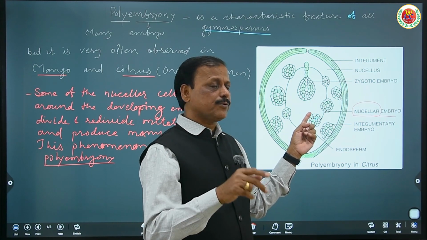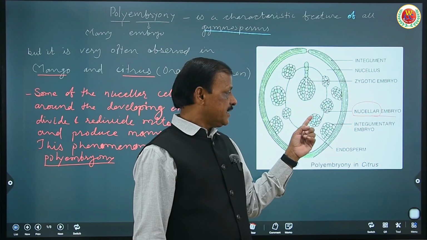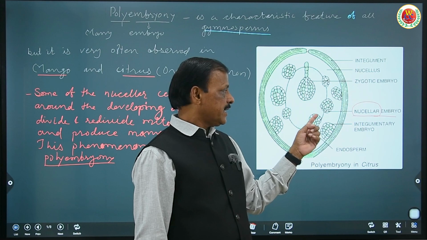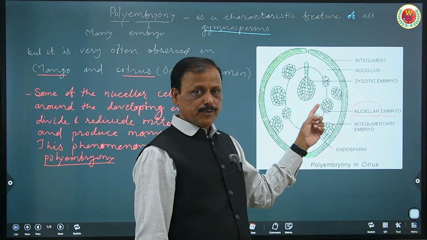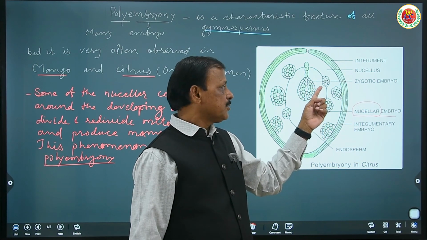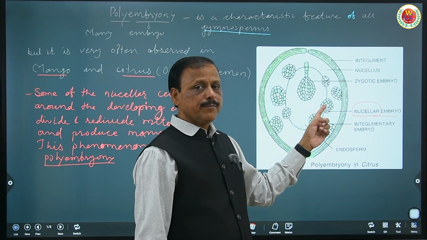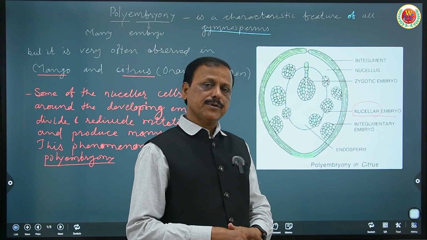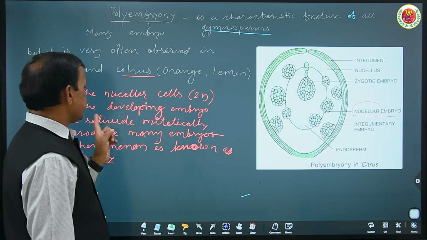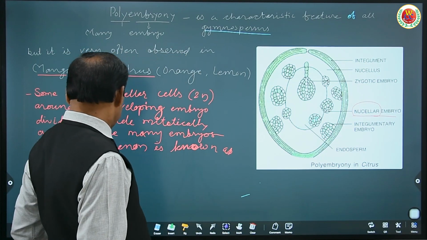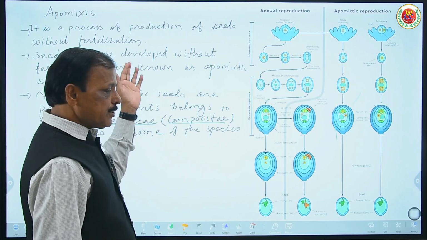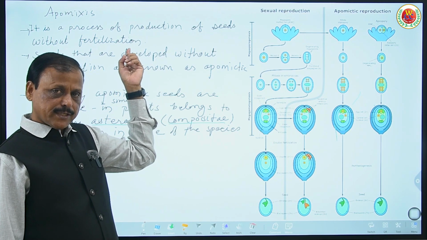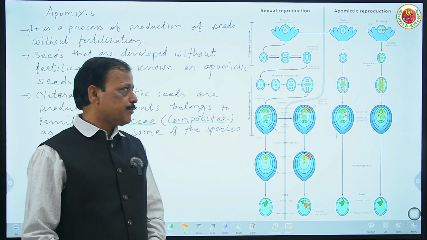Definitely they have both sets of chromosomes of the same plant. Therefore, they are assured to have all the characteristics belonging to that same plant, and this is the major difference between these two embryos. But we are here to understand what is polyembryony. Therefore, more than one embryo developed from nucellar cells is polyembryony, and it is observed in mango and citrus family plants. What is apomixis? The development of seed without fertilization is called apomixis, and the phenomenon is known as apomixis, and the seeds which are produced are known as apomictic seeds.